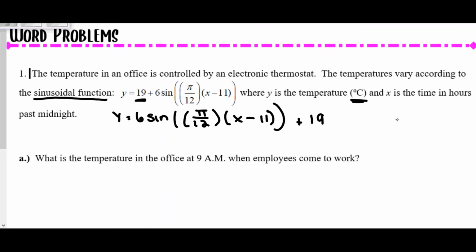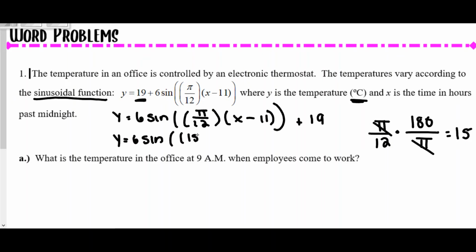So let's change pi over 12 into degrees because they're asking you for degrees Celsius. If they weren't, you wouldn't have to do this. But since they're asking specifically for degrees, you have to change radians to degrees. To change pi over 12 to degrees, multiply by 180 over pi. So pi over 12 is 15 degrees. I'm going to rewrite our equation: y equals 6 sine of, instead of pi over 12, I changed it to degrees, 15 times x minus 11, plus 19. All right, so now we're good to go.